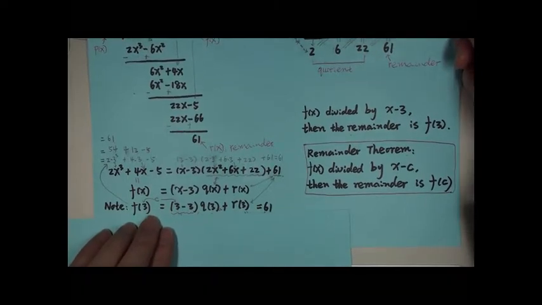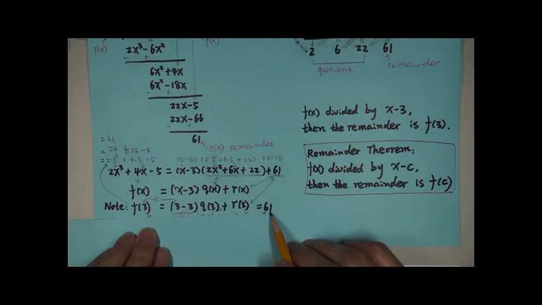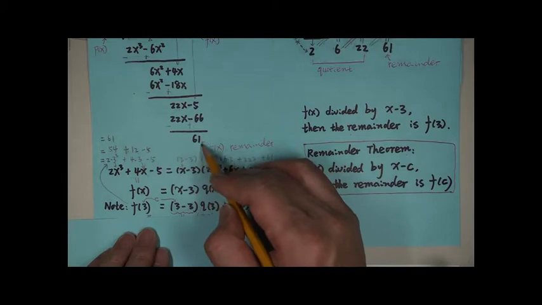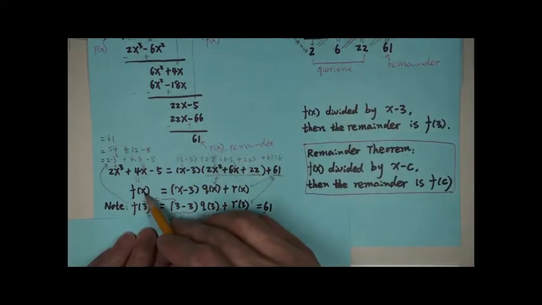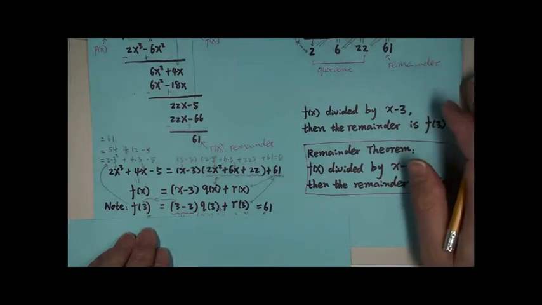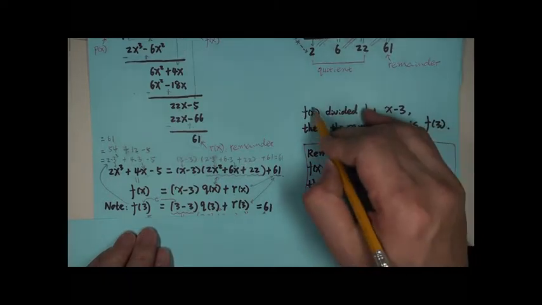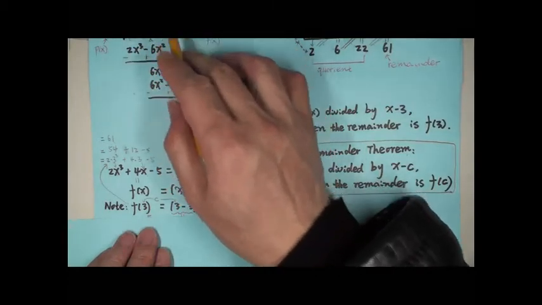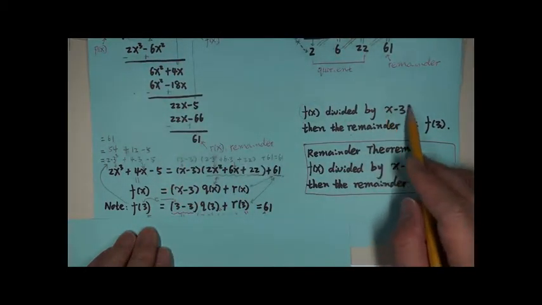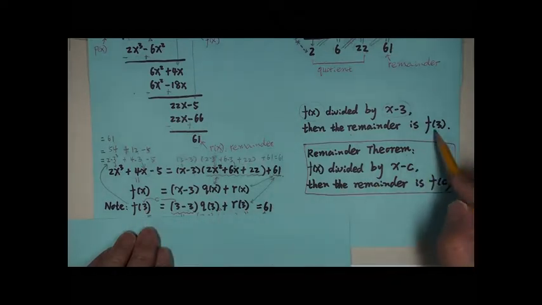Now, this basically tells us what? f of 3 is 61. That's important. Is 61 a remainder? This tells us f of 3 is the remainder. That's important and interesting. Remainder of what? f of x, this one, divided by x minus 3, this one. Then the remainder is 61. 61 is f of 3. You see here 3, here 3.